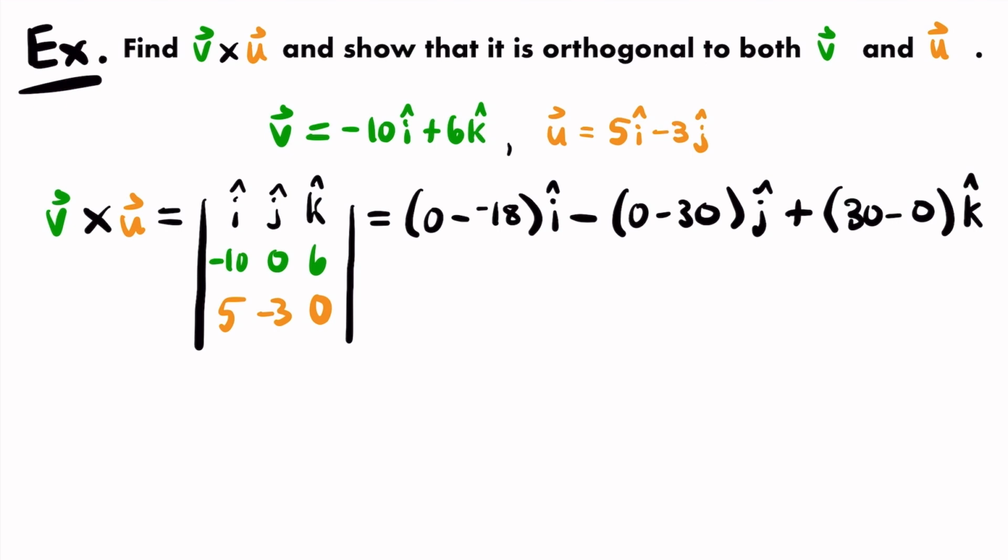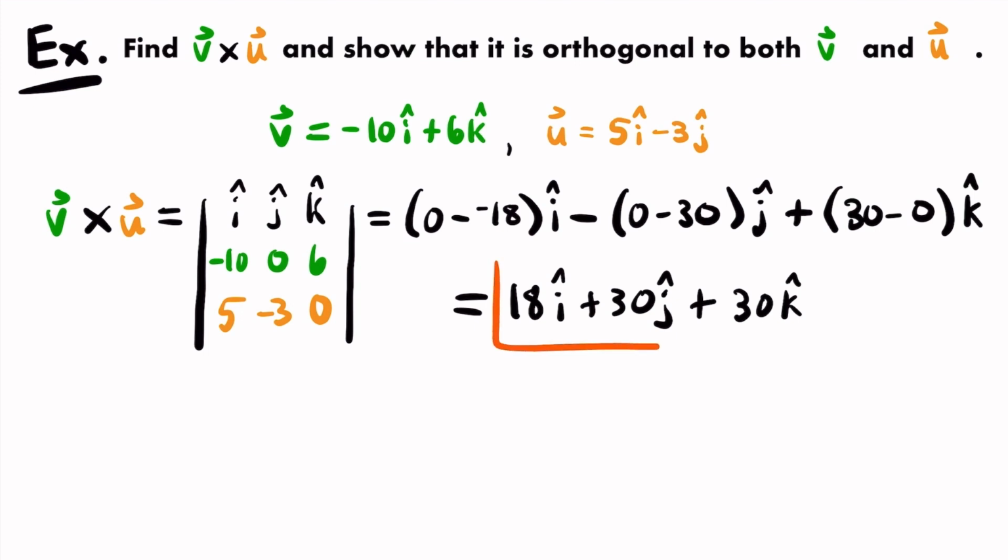Okay, so now if we simplify, 0 minus negative 18 will be the same as 0 plus 18. So this is equal to 18i, and then we have minus 0 minus 30j. That will be negative 30j, but then that negative out front will make that negative 30 positive 30. So we have plus 30j, and then we're adding that to 30k, right? 30 minus 0 is 0, so we have plus 30k. So that answers the first part of this problem. We found the cross product of vector v and vector u. It's the vector 18i plus 30j plus 30k.